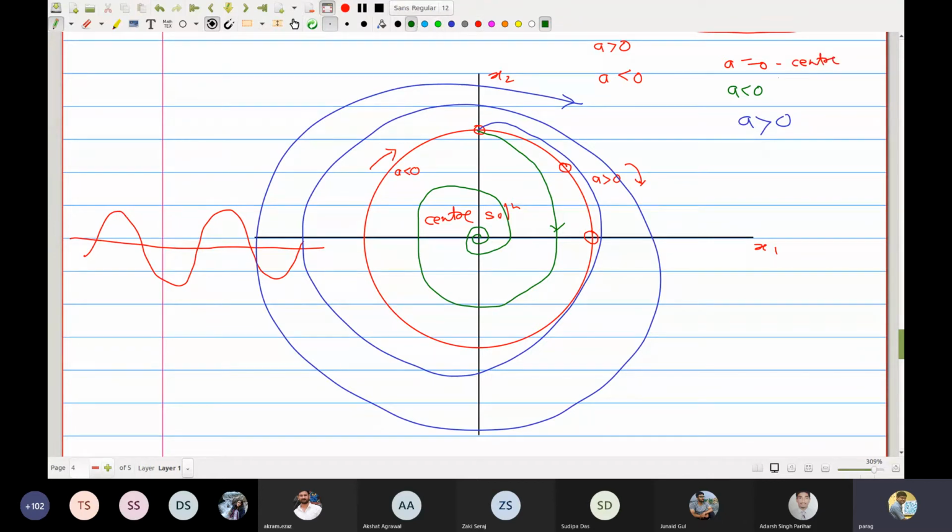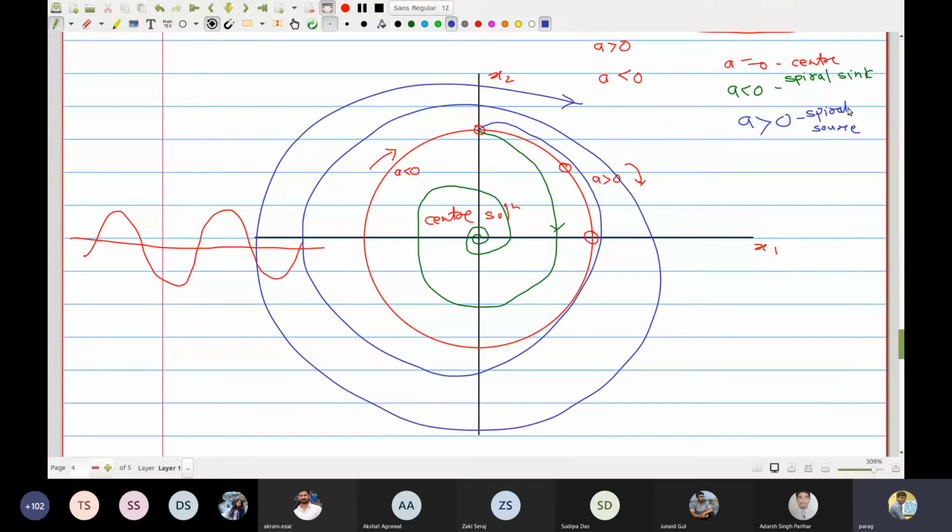A is less than 0, it's called a spiral sink. You can understand why this happens. When A is greater than 0, this is called a spiral source solution. Okay. This means what? What is the physical significance of spiral sink and spiral source solutions?